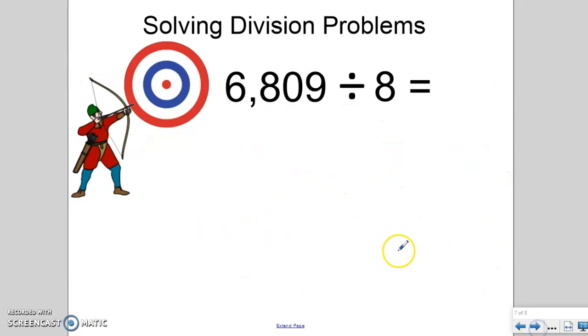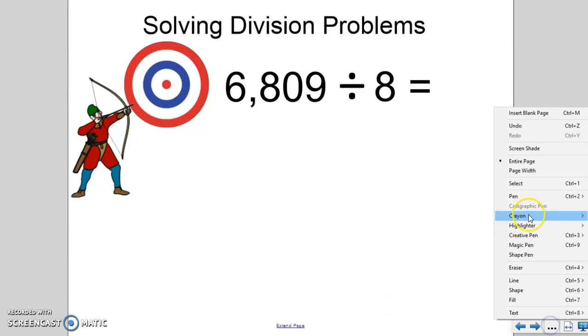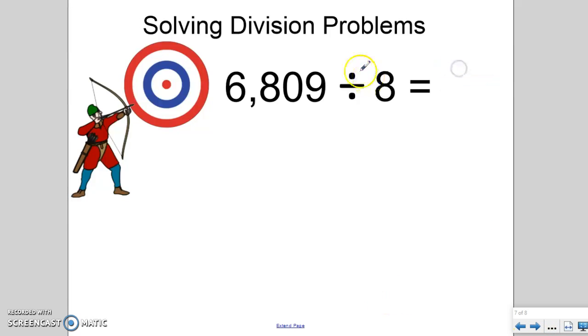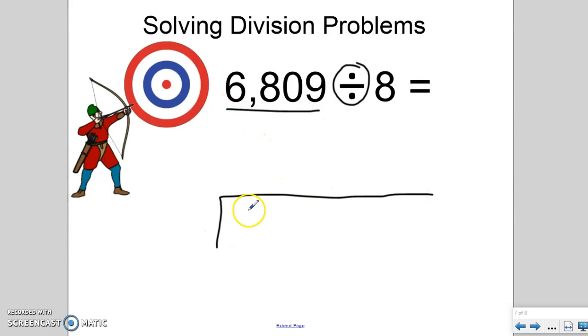So I'm going to quickly go through this next one. It's going to be so much speedier. Okay. Going to have to rewrite my division symbol to look a little bit different. And I'm going to start by writing 6,809, spacing it out. And we're going to divide that by 8.